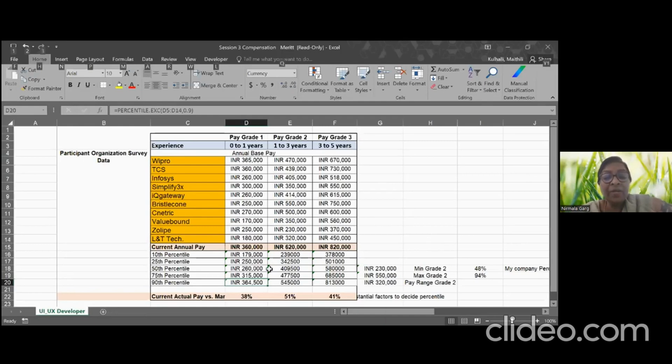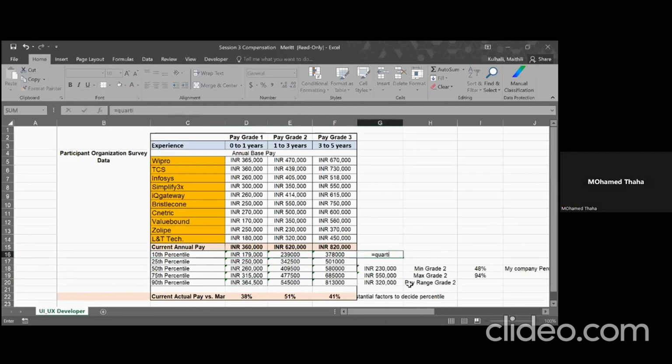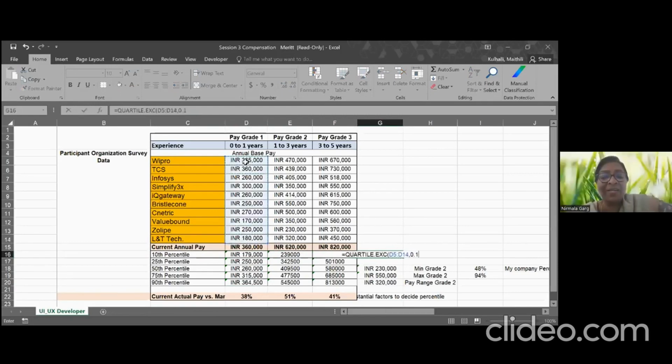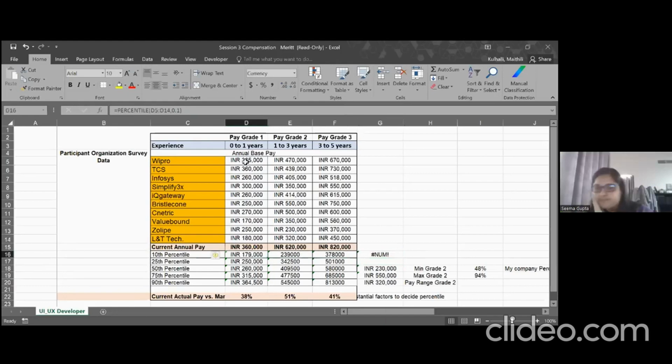Tell me, your first quartile Q1 for market data, what is the value? Quick. 25th percentile. You don't have to calculate, your data is here already. Grade 1 I'm looking at. Your first quartile Q1 will be 250,000.